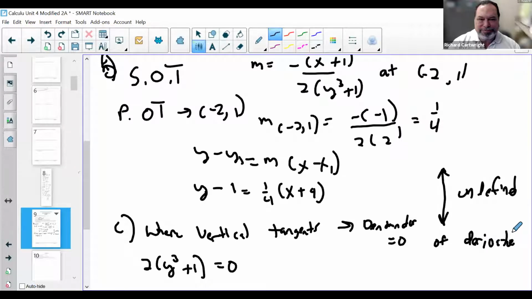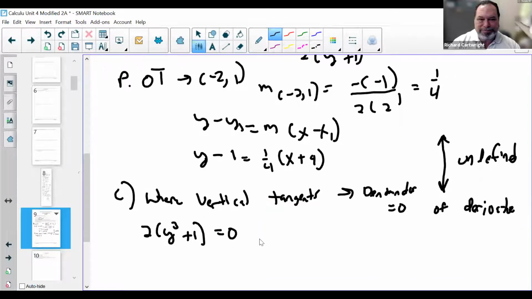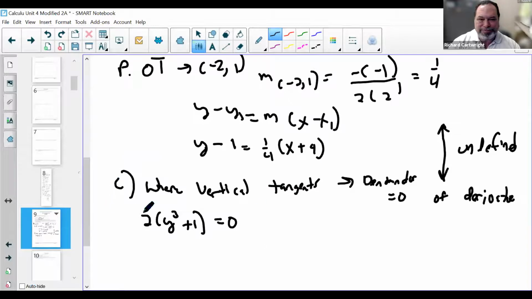I can't write, it's over to the edge of my screen. So here goes. Let's see. I only have one variable. So it looks like y cubed plus 1 is equal to 0. It was y cubed, right? I divided both sides by 2.